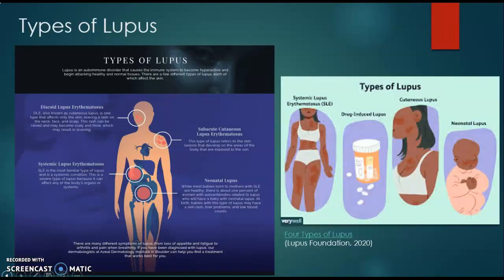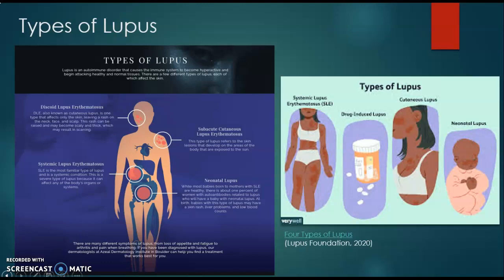Pictured here are the different types of lupus that I discussed previously. Systemic lupus is the most common form. It's what people are generally referring to whenever they discuss lupus. It can be considered mild or severe, and it can affect any of the body's organs or their systems. Cutaneous lupus is limited to the skin and can cause many types of rashes and lesions. These rashes are raised and may become scaly and thick, which could result in scarring.